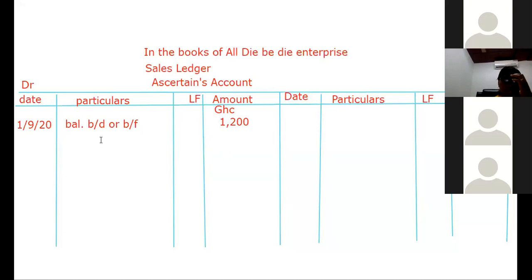Second September, what was the transaction? We sold to Ascertain amounting to 50,000. So second September, we sold. So in our sales account, when is it, 2nd October? Madam, isn't it 2nd October? You have 2nd August. Yes, they said 2nd September. No, it's 2nd September. The date is 2nd September.